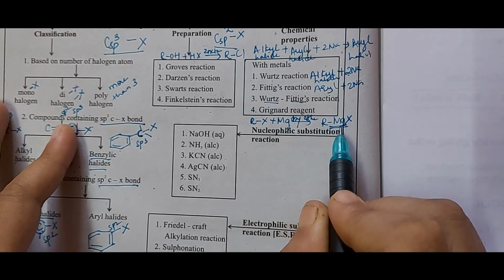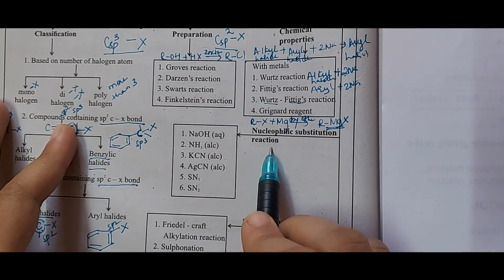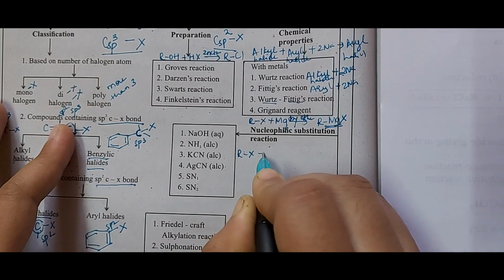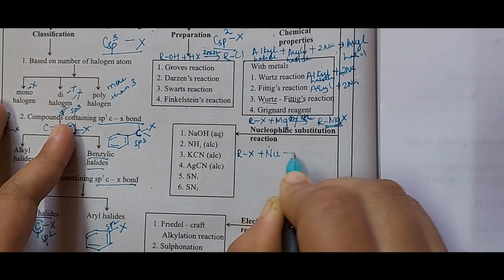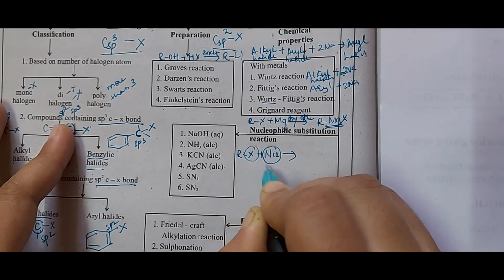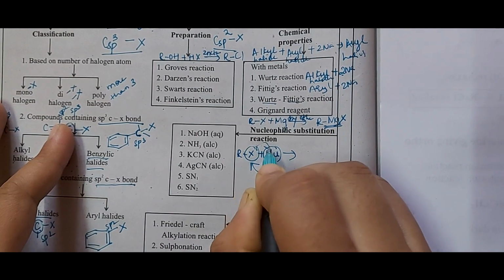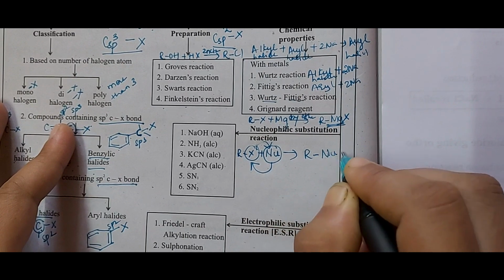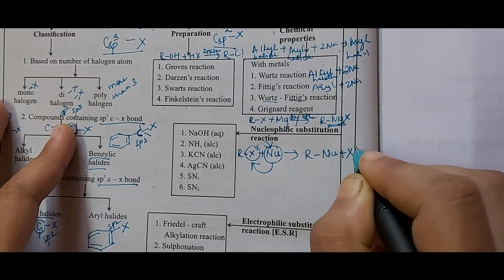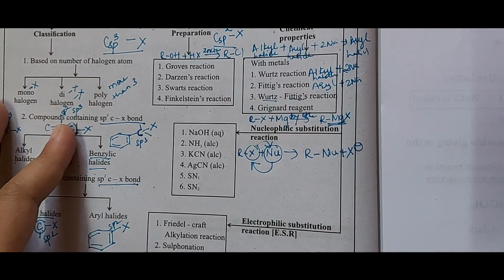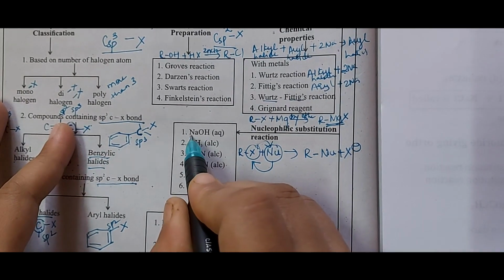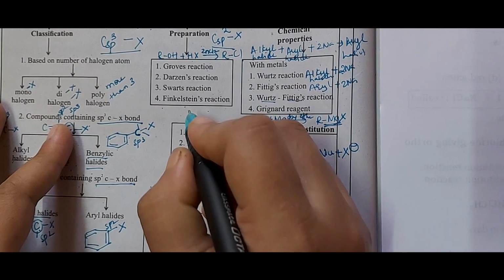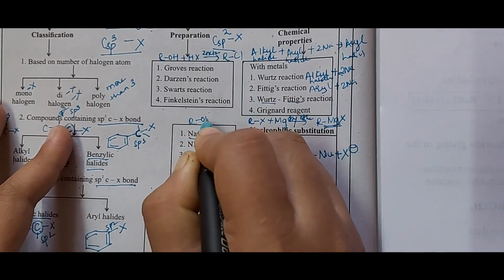Next, we'll go with its nucleophilic substitution reactions. Whenever any alkyl halide reacts with a nucleophile, the nucleophile is substituted for the halogen, and the halogen is removed in the form of a halide ion, which acts as a leaving group. Hence we call it a nucleophilic substitution reaction. In the first case, when it reacts with aqueous NaOH, OH is the nucleophile, hence the resulting product is alcohol.